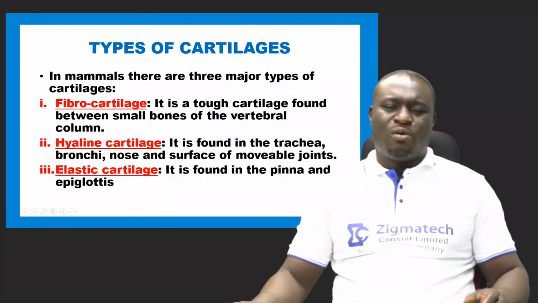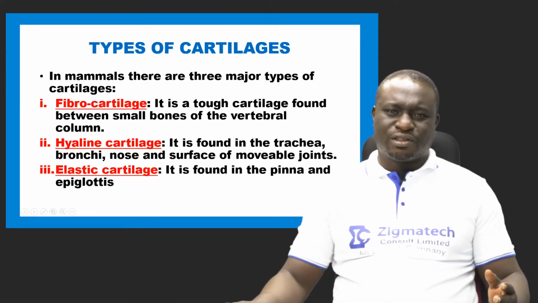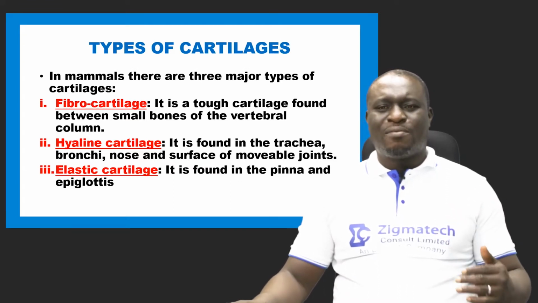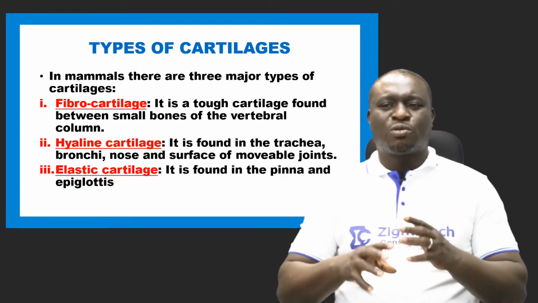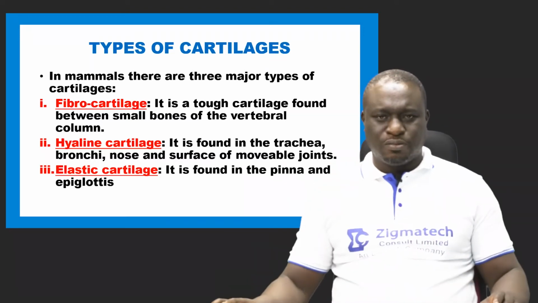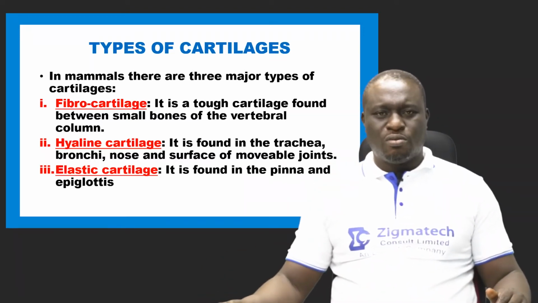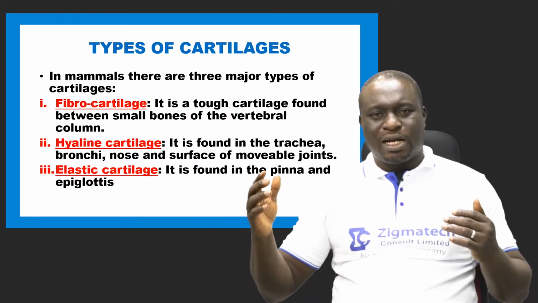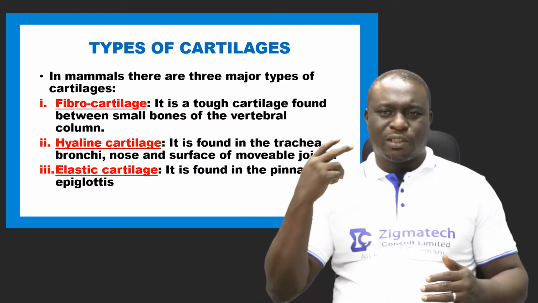Now, we have different types of cartilages. We have what we call the fibrocartilage. The fibrocartilage is located between small bones in the vertebral column. We're going to be talking about the vertebral column much more later. So another name, like I said, for vertebral column is backbones.